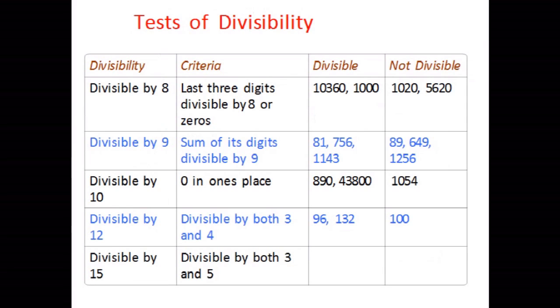In case of 15, you check the divisibility by 3 as well as 5. So if you look at 90, it is divisible by both 3 and 5, whereas 130 is divisible by 5 but not by 3, so it is not divisible by 15. So these are some of the rules, or you can say tricks, you can use to check the divisibility, especially when you are doing prime factors or LCM or HCF.